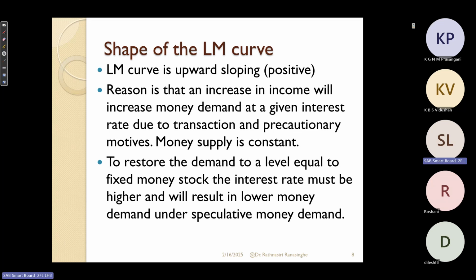So there is more demand for money, as we identified, mainly from the transaction and precautionary motives. And that will raise the interest rate, pushes the interest rate further, and a new equilibrium is established. So therefore, we see a positive relationship between income and the interest rate. That explains the positive slope there.